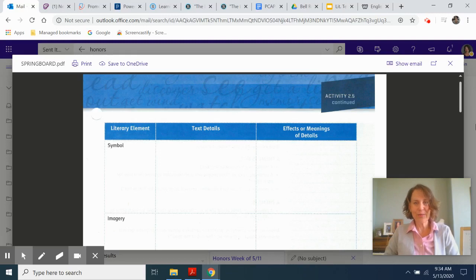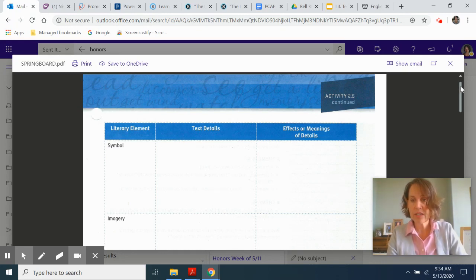Hello again, Honors Group. I just wanted to spend a little bit of time walking through some of the Springboard concepts that you worked on this week, that I didn't want to put in the other video just because it didn't pertain to the other classes. You might remember earlier in the year, we had worked through the strategy called a SIFT strategy. We did that when we worked with The Cask of Amontillado and The Gift of the Magi. So we're going to do that again with this piece.